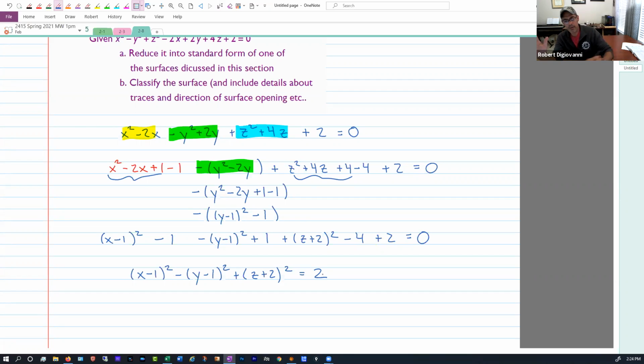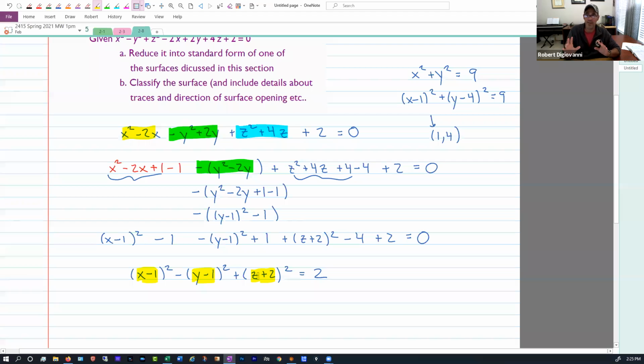So I want you to remember back in two-dimensional space, if we have x squared plus y squared equals 9, that's a circle of radius 3. But if you have something like x minus 1 squared plus y minus 4 squared equals 9, that's still a circle of radius 3, but we've moved it, right? We've shifted the center. The center would now be at 1, 4, wouldn't it? This is the same thing. So just because I have x minus 1, y minus 1, z plus 2, all that means is that whatever surface this is, we've moved it.